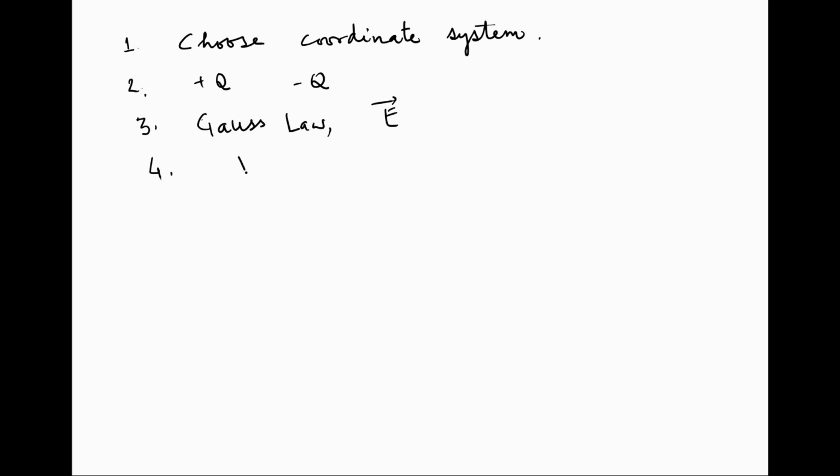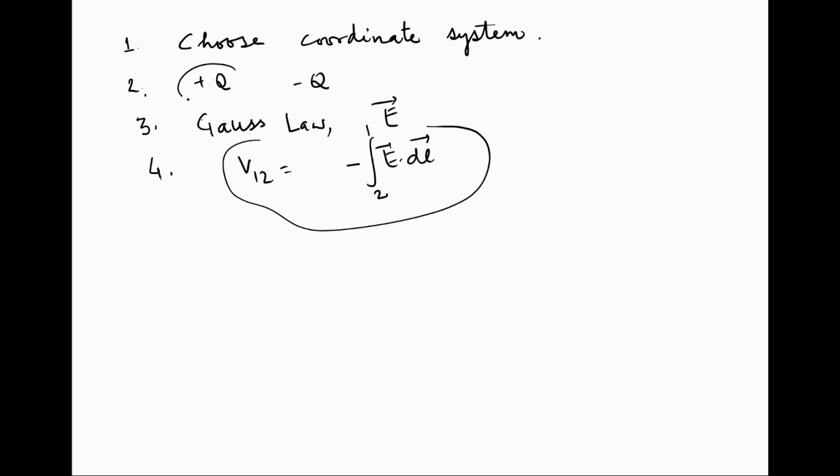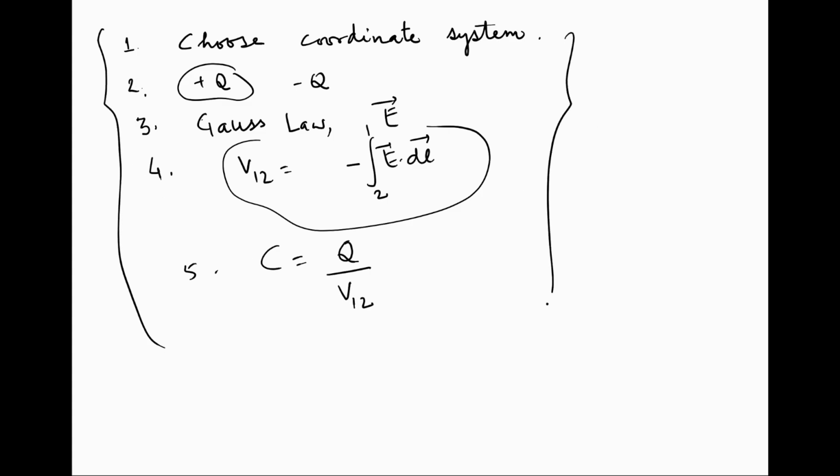Then we will find the potential difference, which will be given by minus E dot dl from 2 to 1. Now since we will know this V12, we already assumed that this is Q, so we will find the capacitance as Q over V12. So these are the 5 steps which we will try to follow to calculate the capacitance of a given configuration. So let us try to solve a numerical example in the next slide.